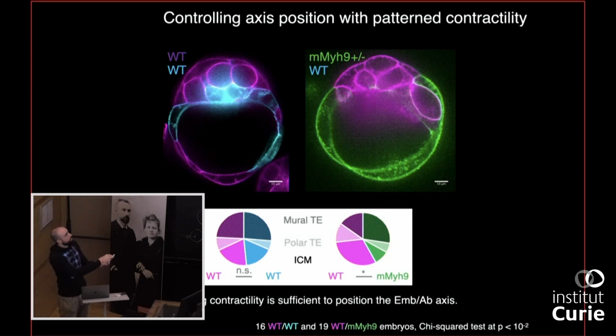So they have fewer cells, but those fewer cells are more often located at the mural trophectoderm, which is lining the lumen. And so this is a quantification here. They are also depleted from the inner cell mass. This is also something that we knew. And so in the same way that patterning adhesion can lead to the positioning of the lumen, patterning contractility is also sufficient to position the first axis of symmetry of the mouse embryo.